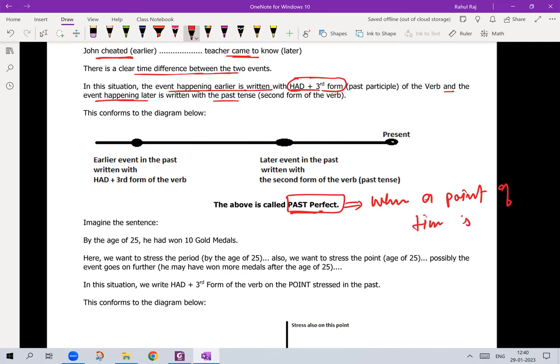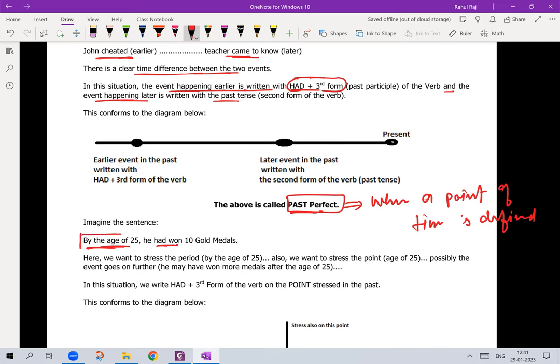When a point of time is defined. So imagine by age of 25, he had won. Had plus third form is always past perfect. Had alone is a simple past. You can say, Rahul, I had breakfast. So you finished your breakfast. You already had, action started, finished. So that's a simple past. But had plus third form is always past perfect.